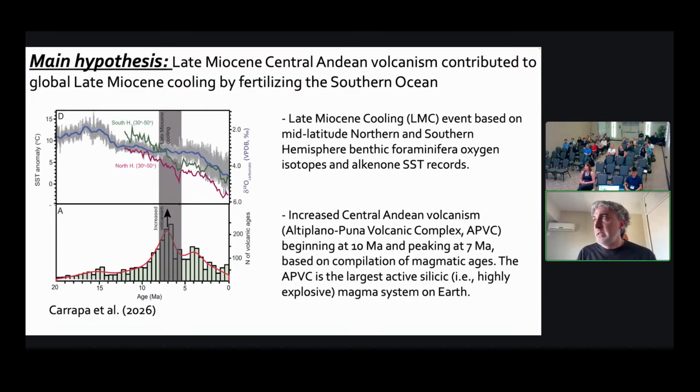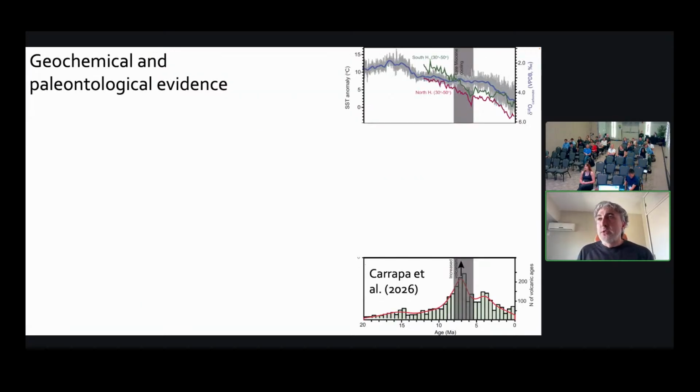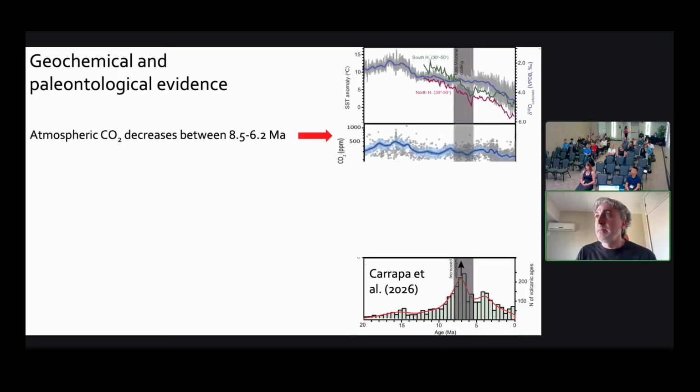This APVC region is the largest active silicic magma system on Earth, which is highly explosive. And we see, both for mid-latitude northern and southern hemisphere, a cooling trend in SST records based on alkenone records and oxygen isotopes from benthic foraminifera. There's also some other geochemical and paleontological evidence that points to a possible connection between magmatism in the Central Andes and the late Miocene cooling.